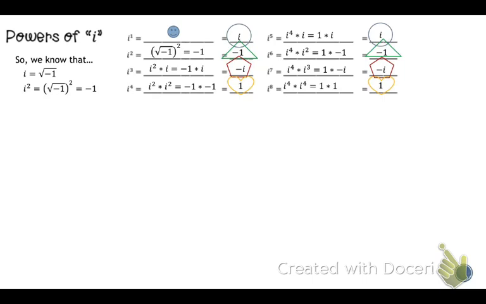So, like, I to the ninth would be I. I to the 10th would be negative 1. I to the 11th would equal negative I. I to the 12th would equal 1.